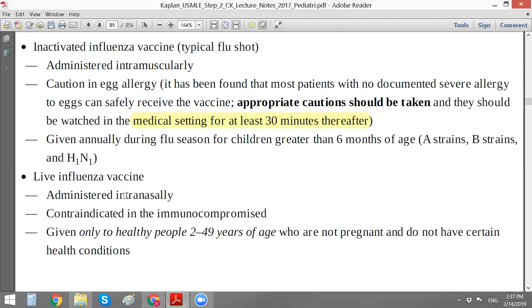A strain, B strain, and H1N1. Live influenza vaccine is administered intranasally and is contraindicated in the immunocompromised. It is given only to healthy people 2 to 49 years of age, who are not pregnant and do not have certain health conditions.